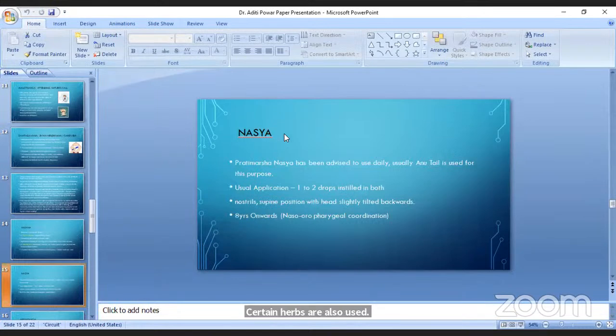Nasya. Nasya is not advised in small children, but instead of applying nasya, oil can be applied over the nostril at the toddler age. When the naso-oral coordination develops, then we can start to use nasya.